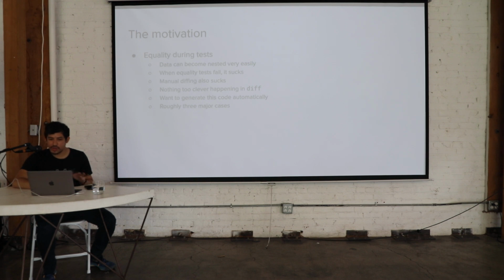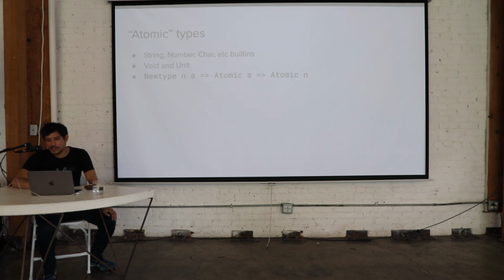So I broke it down to roughly 3 major cases. The first is the atomic types, which I'll get into what those are in a bit. Other types are built-in types of kind k to Type for some k. So I'm thinking of records, which are Row Type to Type, or arrays, which are Type to Type, right? And then user-defined types, which are ADTs. And so what are atomic types? String, Number, Char, etc., built-ins like that. There's Void and Unit. There's also support for if N is a newtype of A and A is atomic, then you can consider N as atomic too.